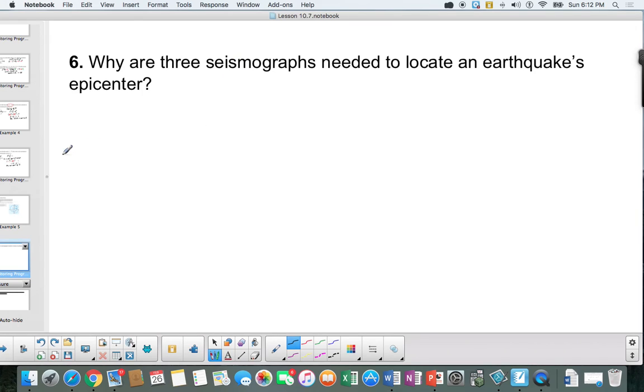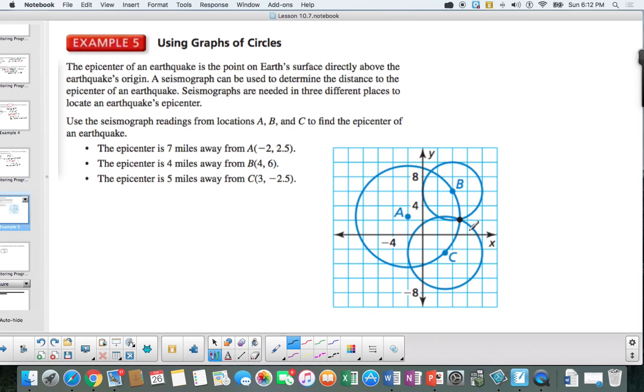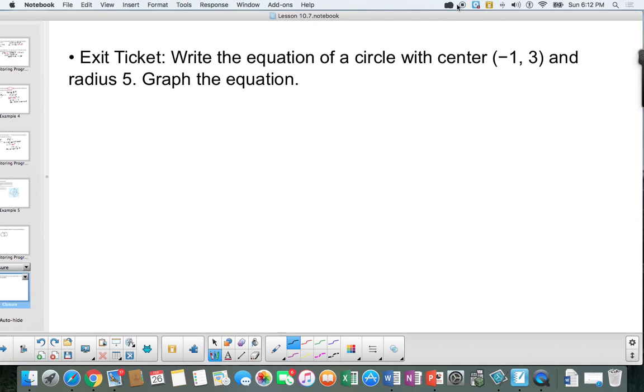So why are 3 seismographs needed to locate an earthquake's epicenter? Well, if you only had 2 circles, the 2 circles would intersect at 2 points, so we wouldn't know which one. So we need the third circle, like we did up here, to see where they all 3 intersect. And this is the end of the screencast.